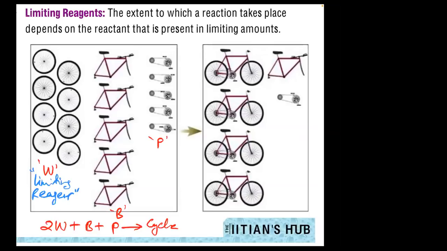I hope now you have a better visualization of the limiting reagent concept. Now to do a few numericals based on the limiting reagent, I can take 3 to 4 examples related to limiting reagent calculation. That's the first question related to limiting reagent.